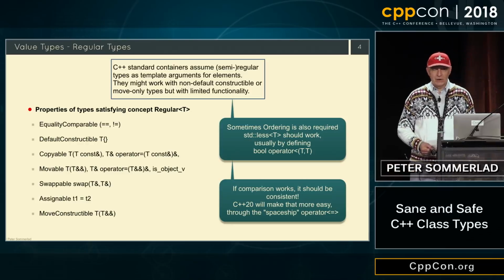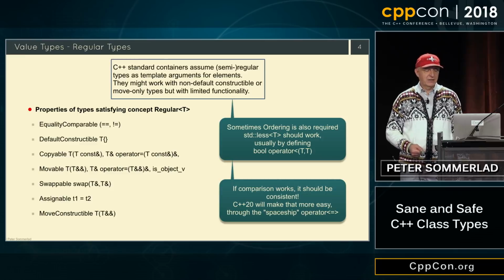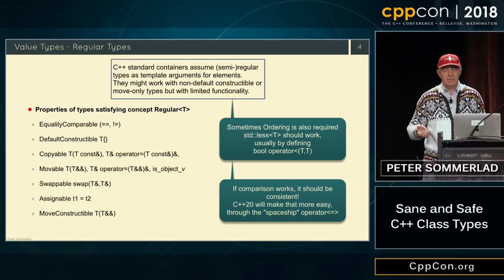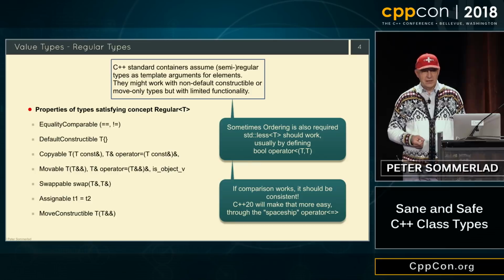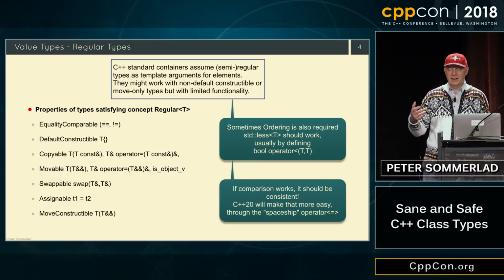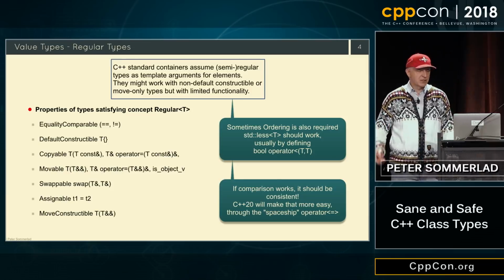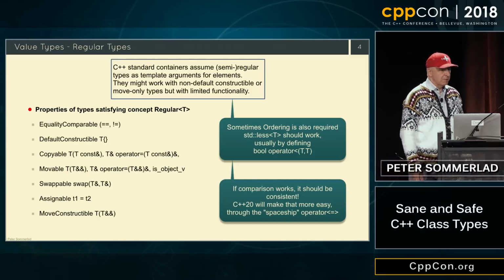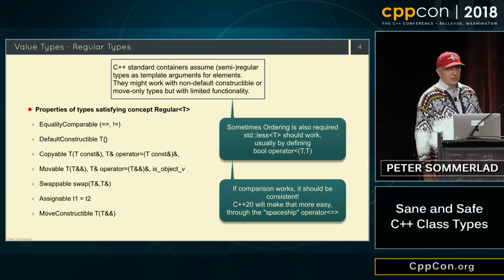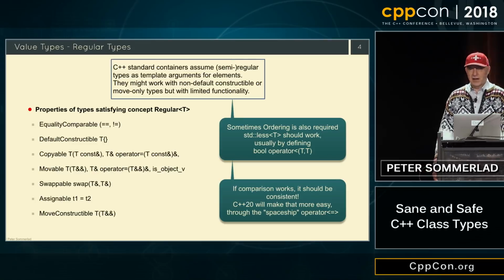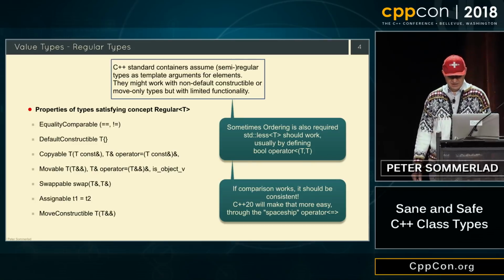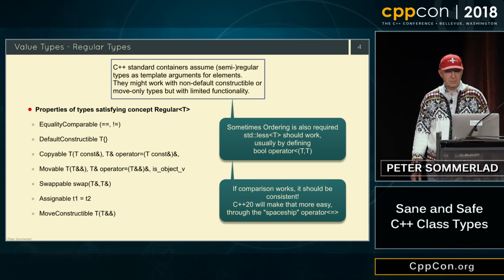So what goes into regular? You can compare elements for equality. You can default construct them. If you copy them, the equality should be given. So if you assign B from A, then A and B should be equal. They should be movable and move assignable, swappable, better without throwing exceptions, and all the things that you would expect from them.